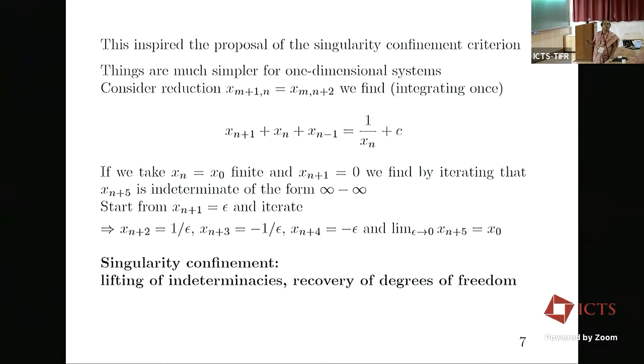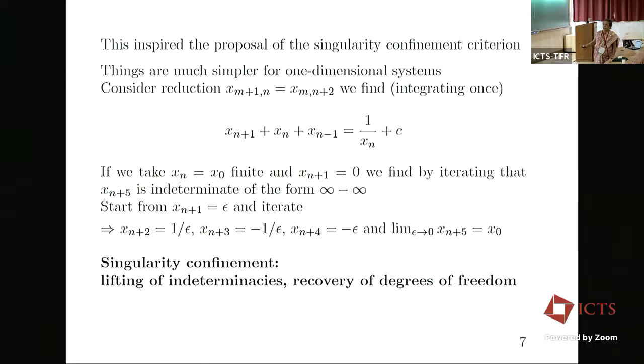Things are much simpler when you go to the one-dimensional case. So consider a reduction like this. After one integration, the discrete KdV reduces to this pattern in one dimension. If we take xn equal to x0, finite, and take xn plus 1 equal to 0, we find by iterating that in the fifth iteration it takes the indeterminate form. So instead of taking 0 directly, we consider xn plus 1 as epsilon. Doing the iteration, xn plus 2 is equal to 1 by epsilon, xn plus 3 is minus 1 by epsilon, xn plus 4 is equal to minus epsilon, and in the limit xn plus 5 is equal to x0.